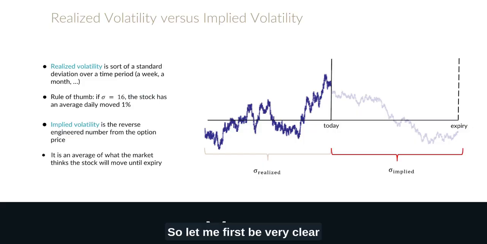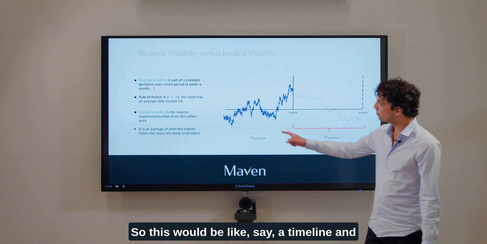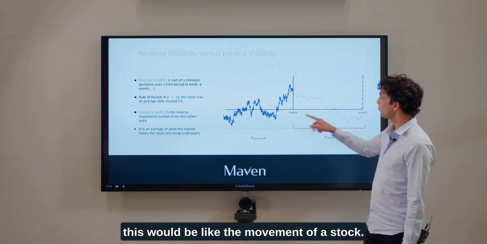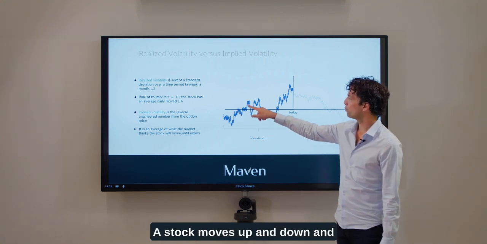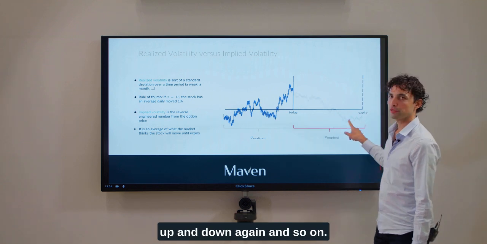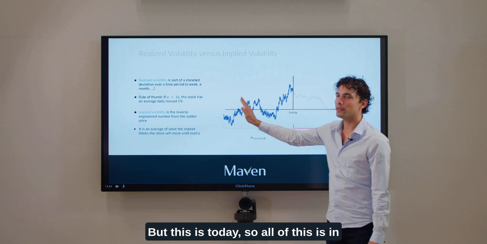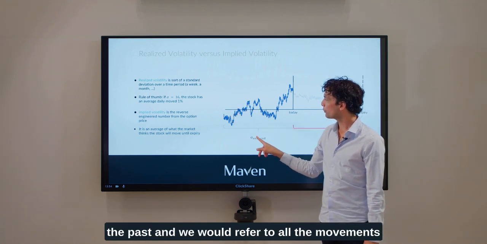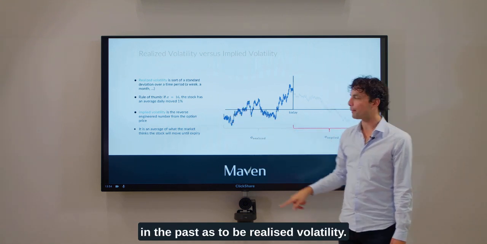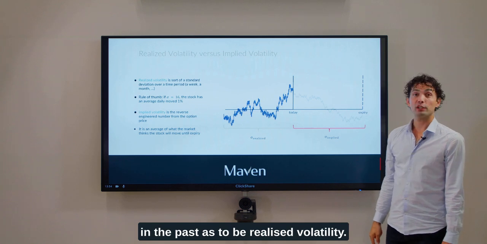So let me first be very clear that there are two types of volatility. The first one is called realized volatility and it says something about the past. So this would be like, say, a timeline, and this would be like the movement of a stock. A stock moved up and down again, and so on. But this is today. So all of this is in the past, and we would refer to all the movements in the past as realized volatility.